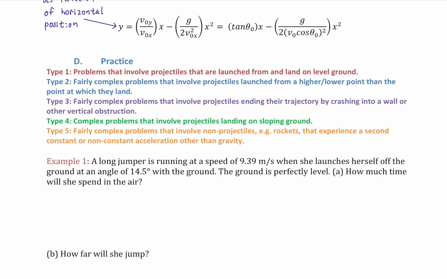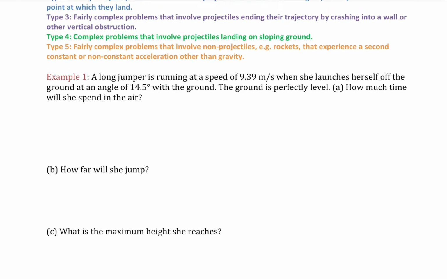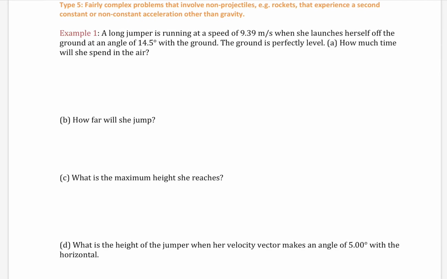And then finally, fairly complex problems that involve non-projectiles. So I put this last because this is kind of the exception. These are things like rockets. They experience a second constant or non-constant acceleration other than gravity. Okay, and I said they're not as complex because you can just follow the steps through them. They're very procedural. Whereas type 4 maybe requires a little bit more abstract thought, right? More creative thinking. All right, let's jump right into a nice simple example.